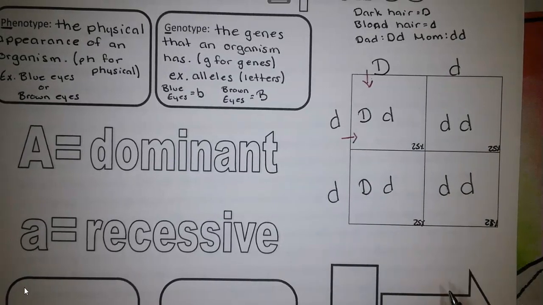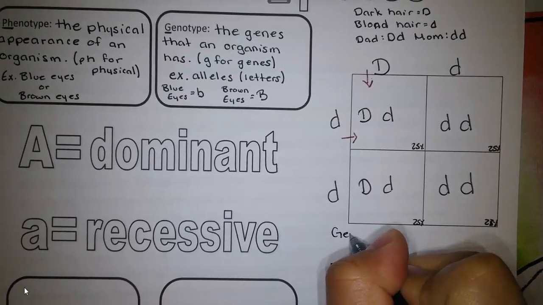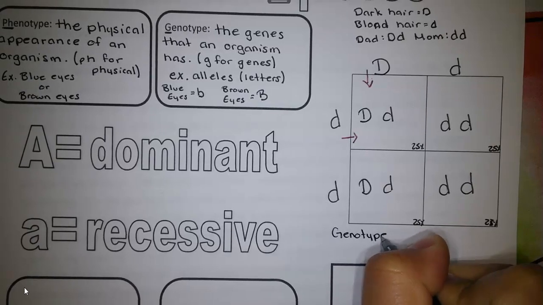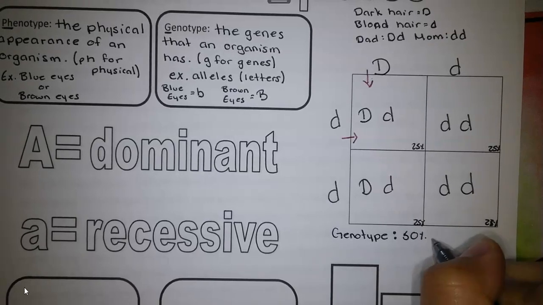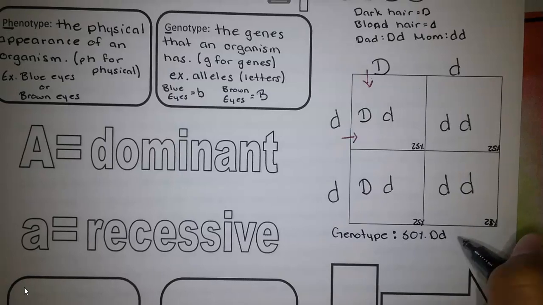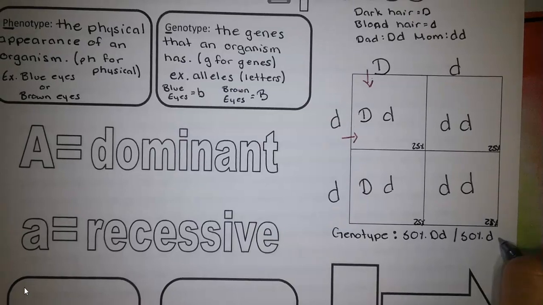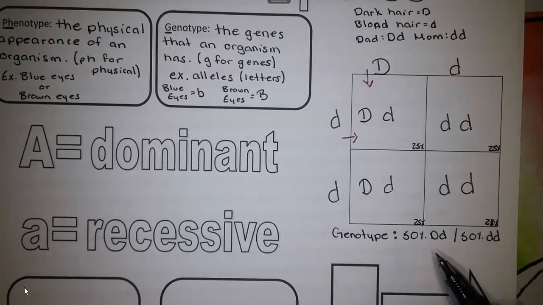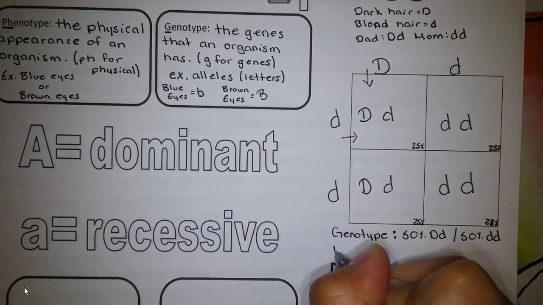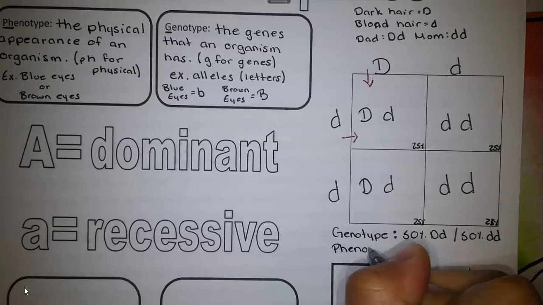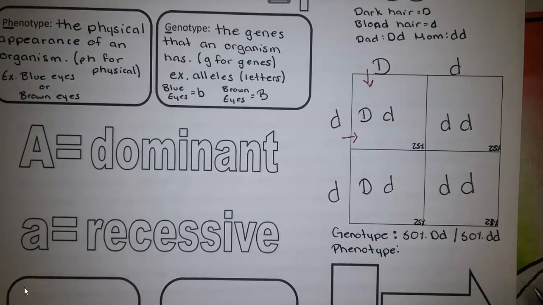For every Punnett square, you will be giving me the genotype and phenotype. So genotype, well, we have 50% capital D, lowercase d, and we have 50% little d, little d. Okay, remember, genotype, genes, we're talking about the letters. When I refer to phenotype, I'm talking about how they're going to look.